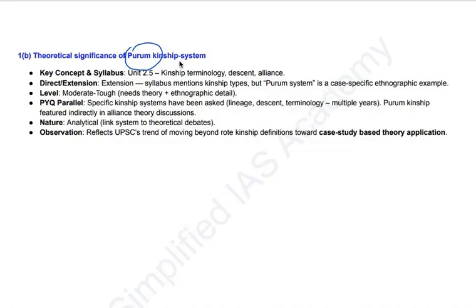So for those of you who know who the Purums are and their kinship system, how you should answer this particular question is, you can start with who these people are, who the Purums are, and then directly move on to the body part. In the body part, you could write about the alliance theory at first. And in alliance theory, we have read about the asymmetrical exchange system, right? That asymmetrical exchange system is what is going to be applied over here.